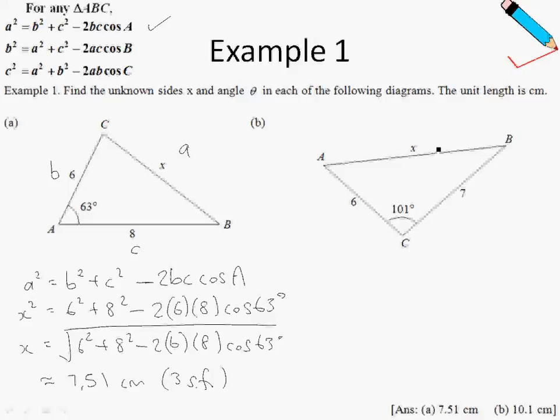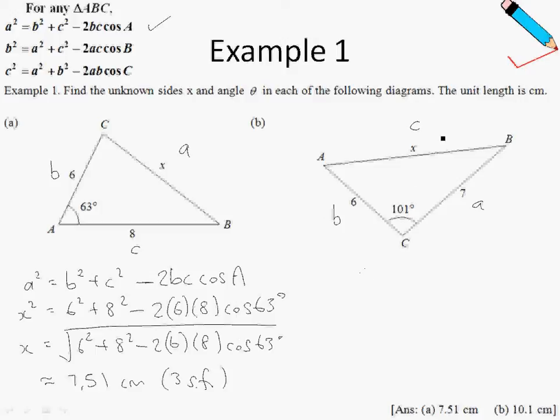So similarly, I'm looking for this unknown side x, and I will just label in my sides first. So the side that is opposite of angle A, which is over here, I'll label as small a. The side which is opposite of angle B, which is over here, I'll label as small letter b. The side that is opposite of angle C, which is over here, I'll label as small letter c. So let us just fill in.